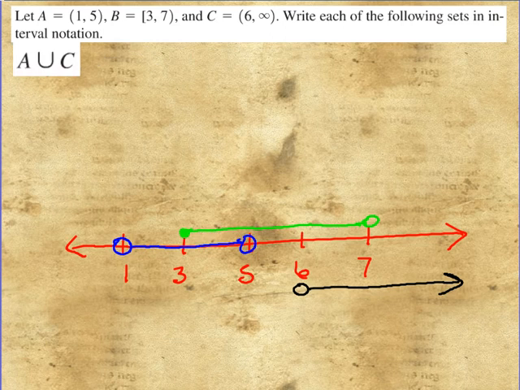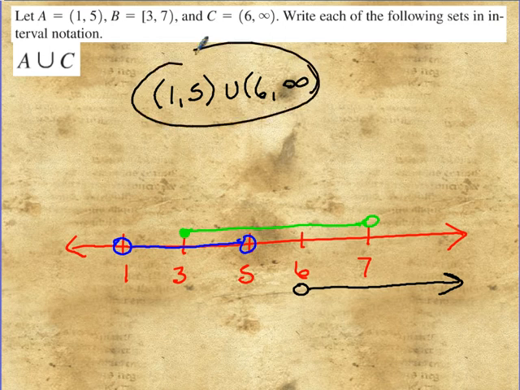Next, let's do the union of A and C. A was all the numbers from 1 to 5. C was all the numbers from 6 to infinity. So you're putting all these numbers with all these numbers, all the blue numbers with all the black numbers. Here's the only way that you can write that, guys. That's all the numbers from 1 to 5 put with all the numbers from 6 to infinity. There's really no way to simplify that.